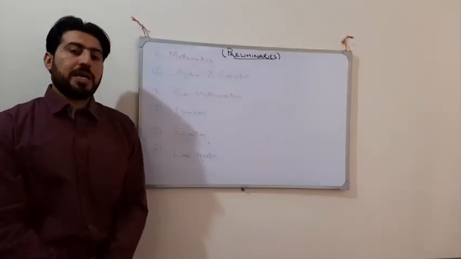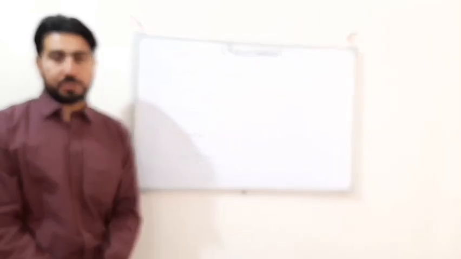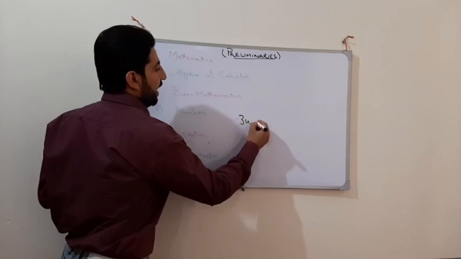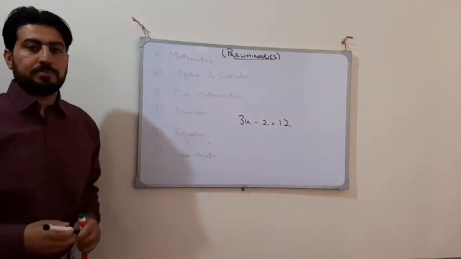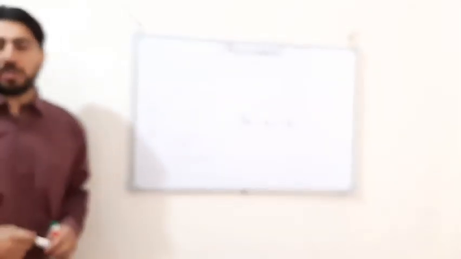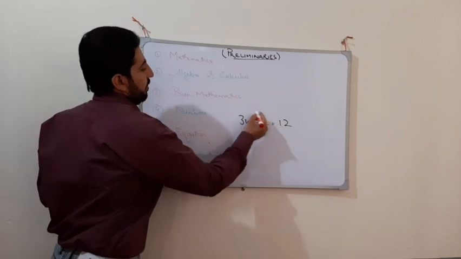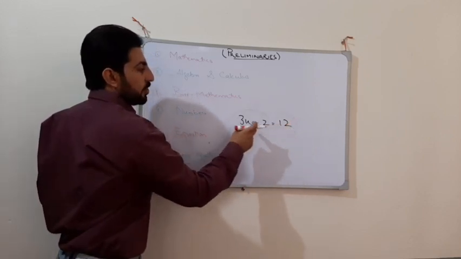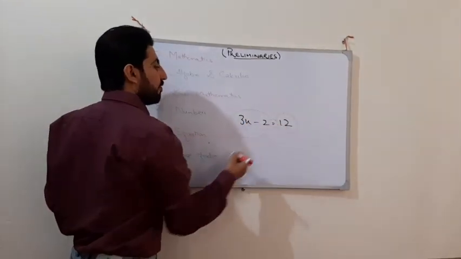While an equation states the equality of two algebraic expressions. Now, what do you mean by this? 3x minus 2 is equal to 12. This is called an equation. An equation deals with two algebraic expressions. That is also an algebraic expression, that is also an algebraic expression, and this is a sign of equality.